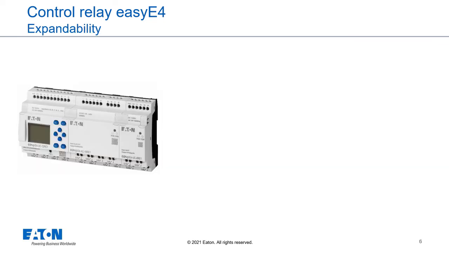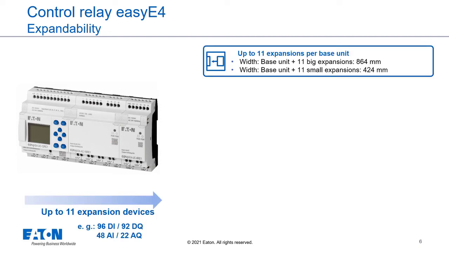Expandability. With the various in- and output expansions of the easyE4 range, the number of inputs and outputs can be easily adapted to the application. Up to 11 expansion devices can be connected to one base device. This means that with a maximum digital expansion, 69 digital inputs and 92 digital outputs can be used, or in analog terms, 48 analog inputs and 22 analog outputs.